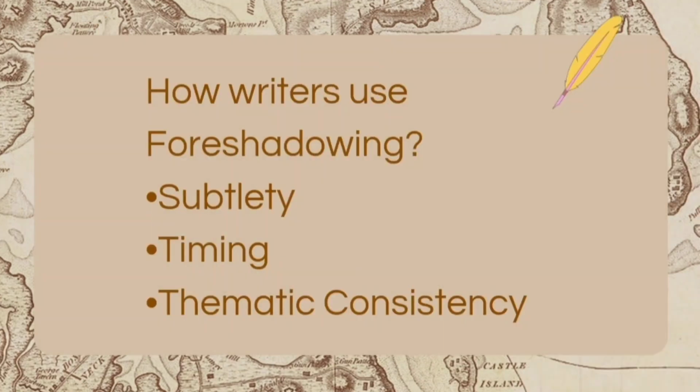Good foreshadowing isn't obvious. It's about planting small, seemingly insignificant details that only make sense in hindsight. Writers use foreshadowing to subtly hint at future events without outright revealing them. Writers use foreshadowing at the right moment, not too early that it gives everything away, but early enough to plant the seed. The most effective foreshadowing is woven seamlessly into the narrative, almost unnoticed until its payoff.